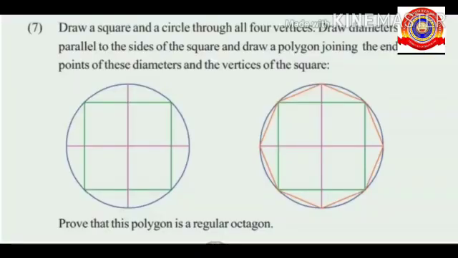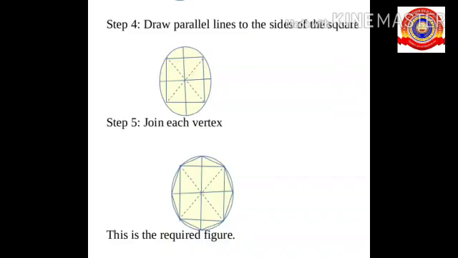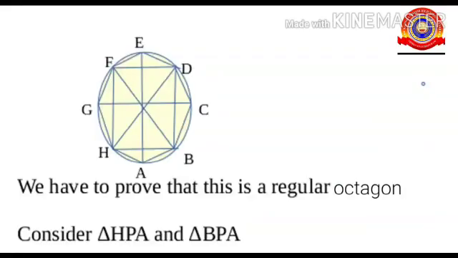Consider the last question in this section. The seventh one is a construction. Let's start. First of all, construct a square as per your convenience. Then, draw its diagonals. By placing your compass at O, encircle the square. Then draw two lines parallel to the sides of the square. Then join each vertex. Now the figure is over, right? Then we have to prove this is a regular octagon.